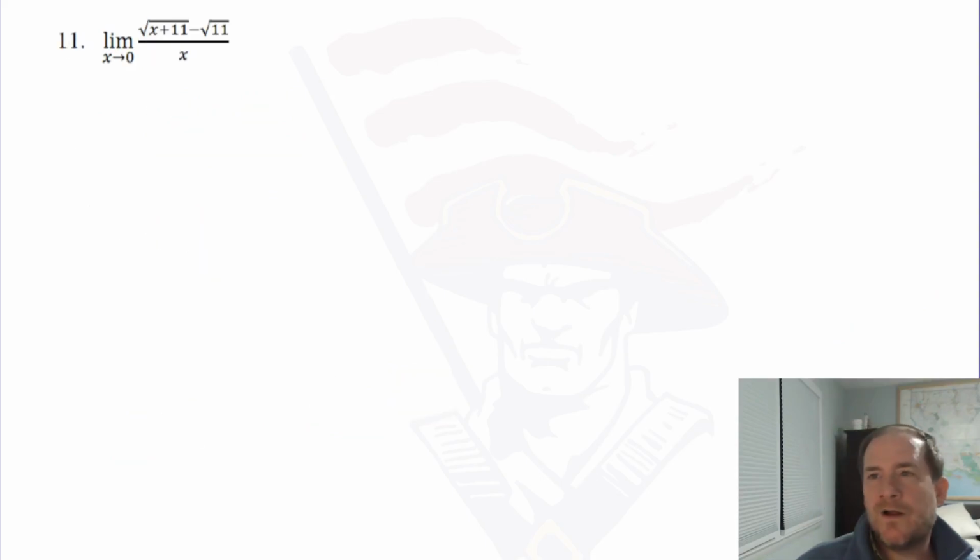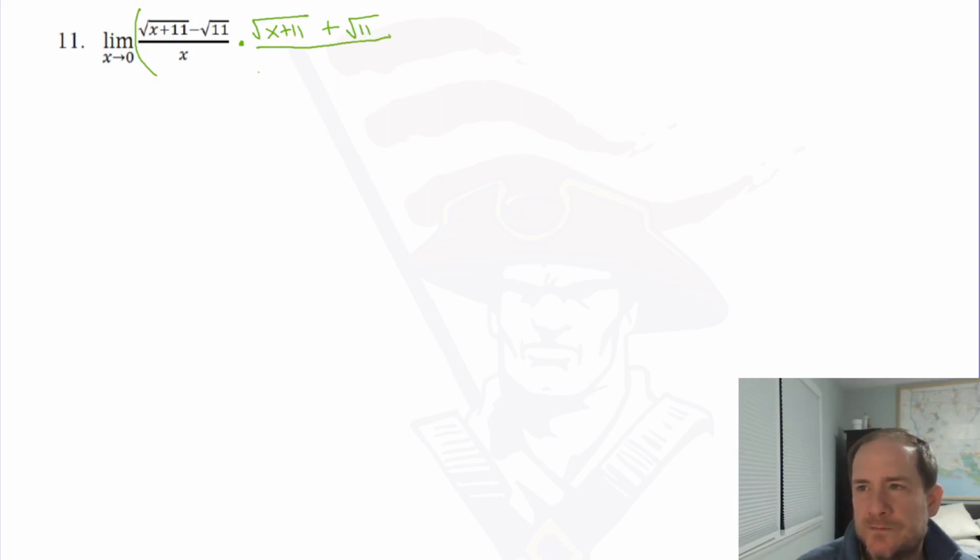All right, 11. So this is another radical one. Are we going to need the conjugate? I think so, because plugging in 0, yep, would give root 11 minus root 11. That's 0 over 0. So, okay, fine. We'll multiply this thing by its conjugate, which is root (x plus 11) plus root 11. And if you do it to the top, you've got to do it to the bottom.